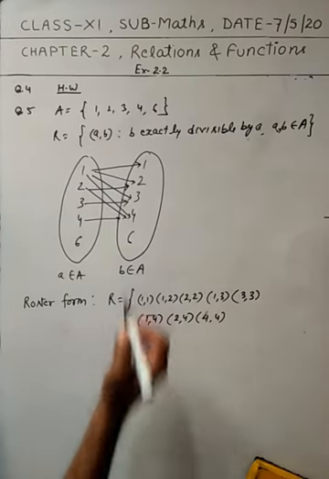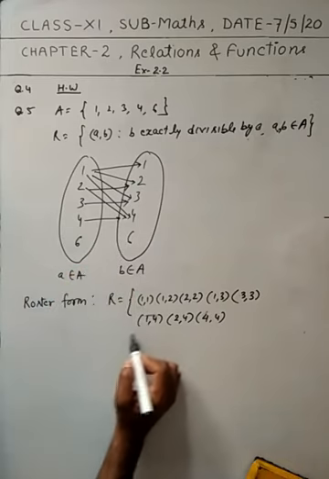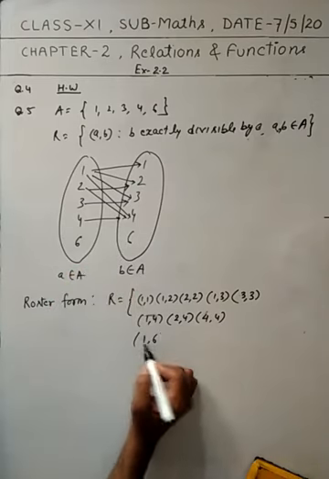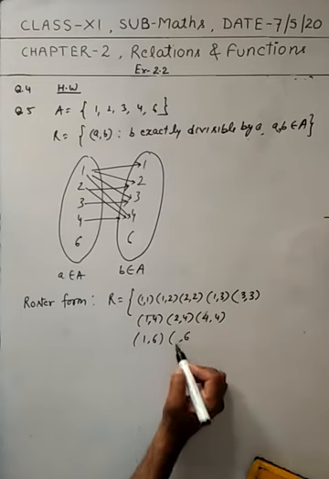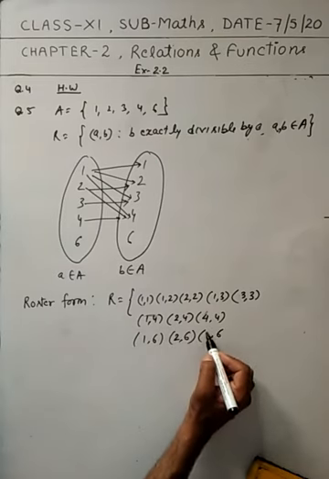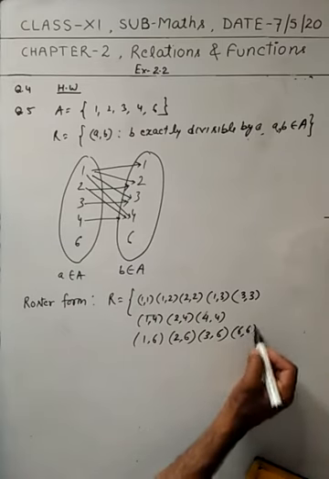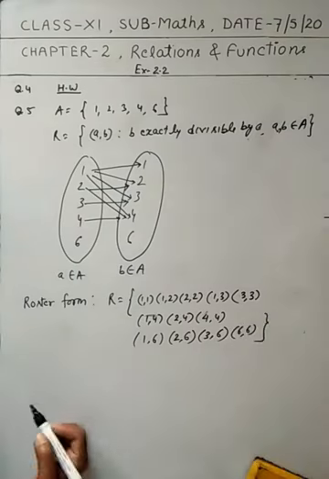And the final one, 6. We discuss 6. 6 is divisible by 1. 6 is divisible by 2. 6 is divisible by 3. And finally 6 is divisible by 6. So this is the roster form.